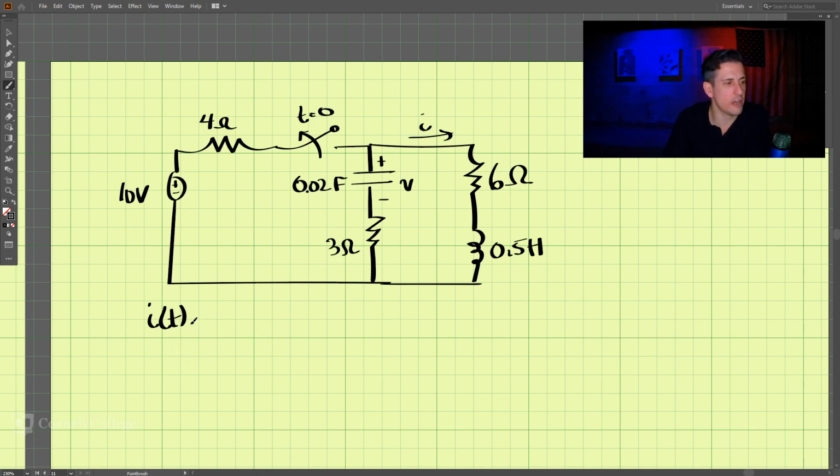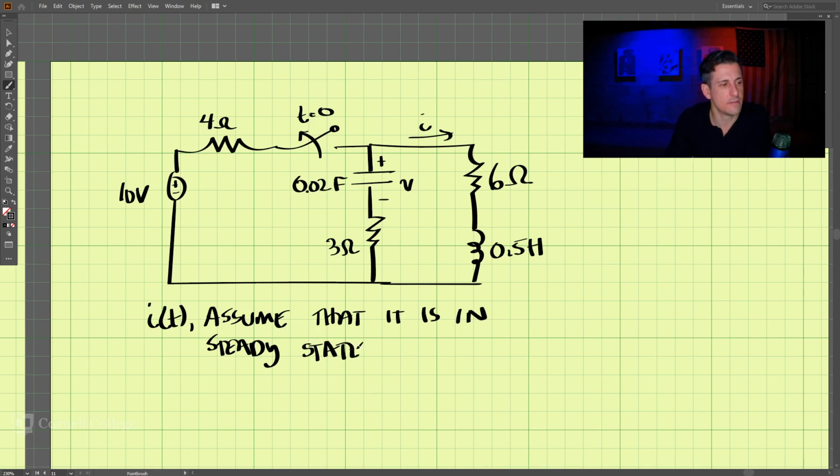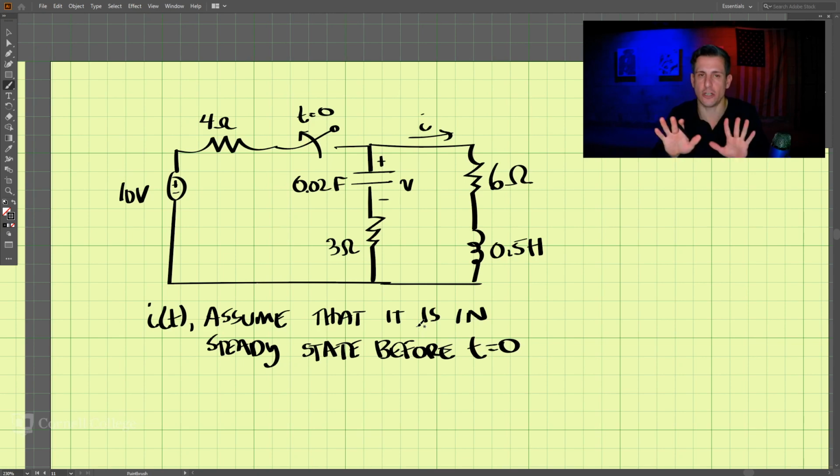So we're going to assume that it is in steady state before t equals 0. So it's in steady state, it's not changing. So let's first analyze this circuit for time is less than 0.